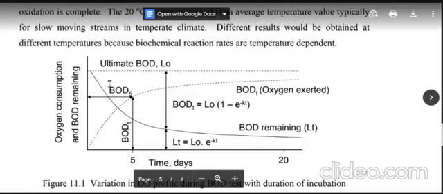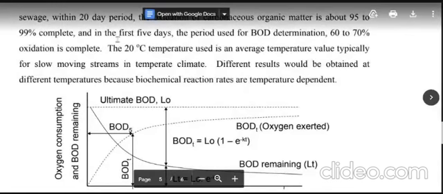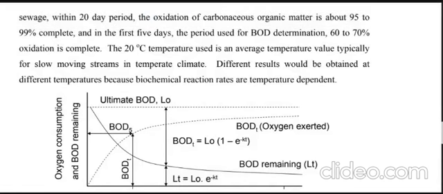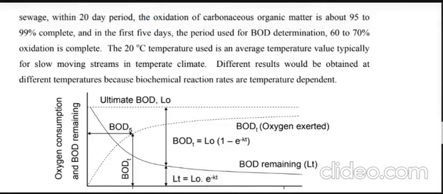Because of that, for our analysis, for our test, we always take 5 days, and this 5 days we take at a temperature of 20 degrees Celsius. Because again, you learned in chemical reaction engineering that there are a number of factors affecting the rate of reaction. It might be the temperature, the pressure, or other things too. So here also the temperature is one of the factors which can affect the rate of reaction.